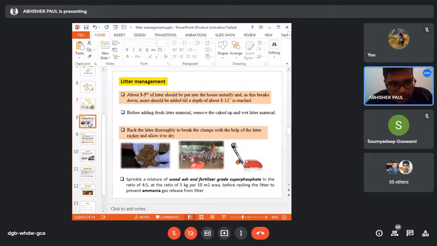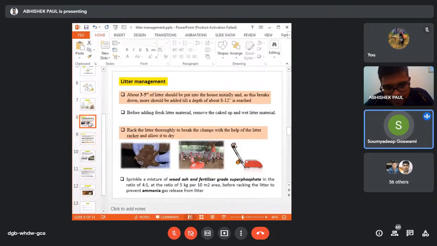So next is litter management. How will we manage the litter? The first and important step is regular... what is it called? How will you manage the litter, Somadip, so that it will not get wet very easily? Sir, I will manage the litter by making the ventilation good.